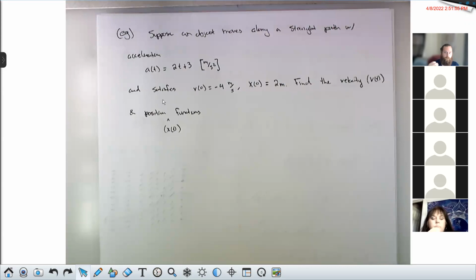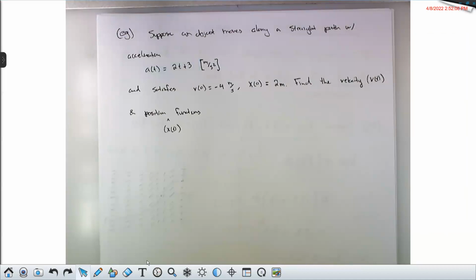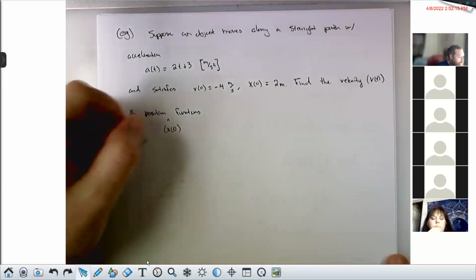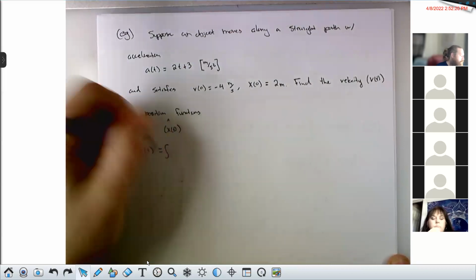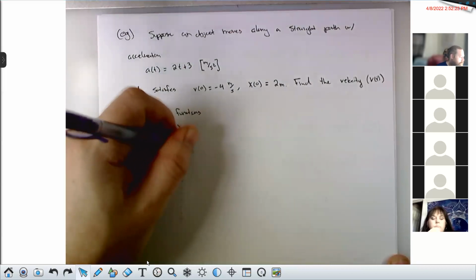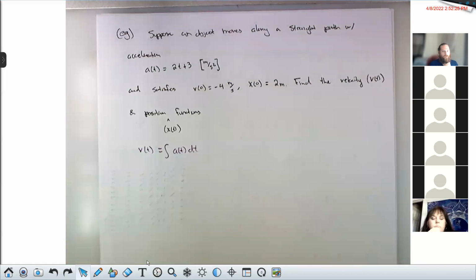This would be what's called an order 2 initial value problem, because the acceleration, the thing that we were given explicitly, is the second derivative of the position function. So in the same way that integrating f prime should give you f, integrating a of t should give you v of t, because a is the derivative of v.